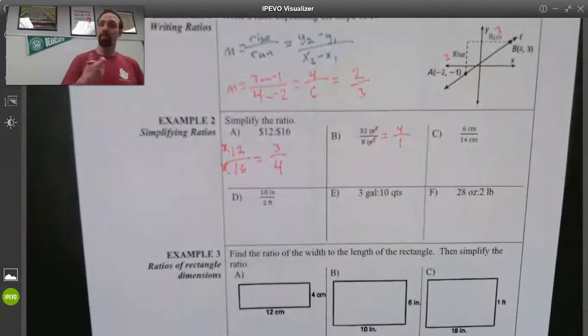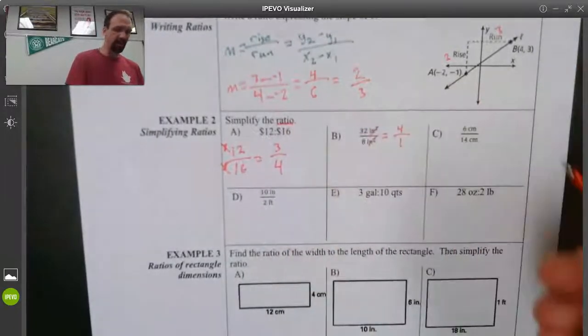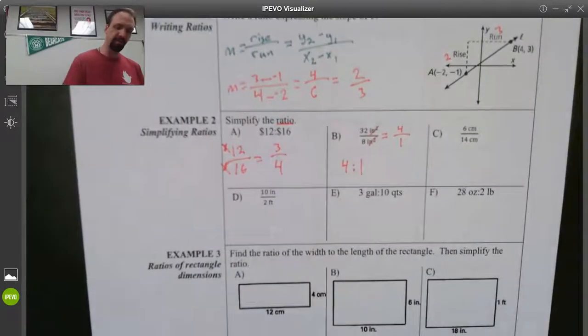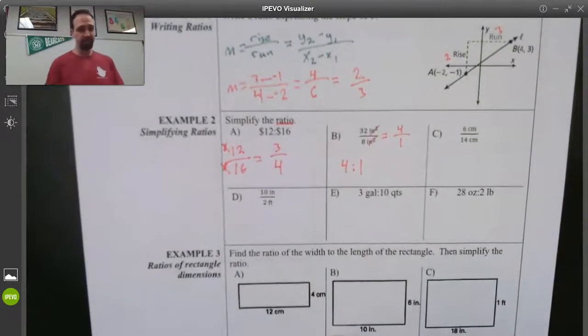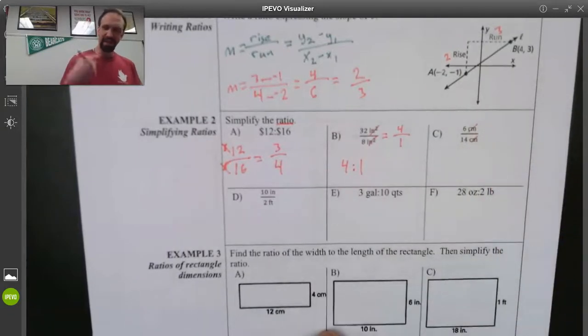Now notice, normally we say go ahead and reduce this fraction, but this is a ratio, so it has slightly different rules. This is sufficient. You could also write 4 to 1 this way. Remember, all of these ways are valid. So for C, we've got centimeters and centimeters. Notice I'm checking that at the very beginning each time.